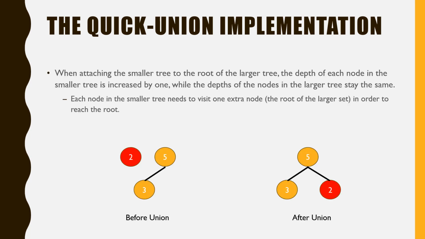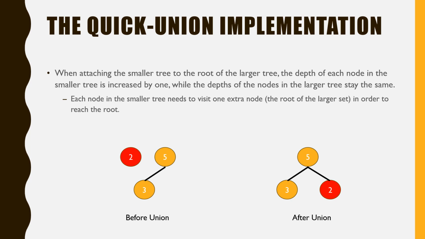Next, we establish an upper bound for the find operation when using smart union. When merging two trees, the depth of each node in the smaller tree increases by 1, while the depth of the nodes in the larger tree remains unchanged. It means that finding the root for a node in the smaller tree requires one additional step.